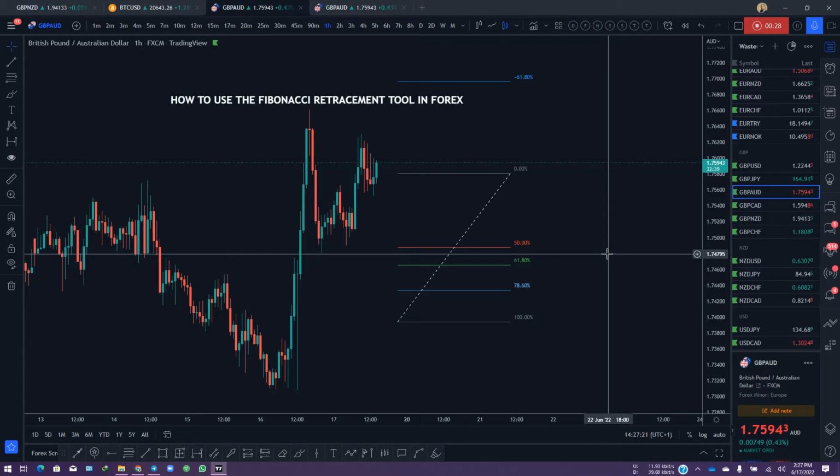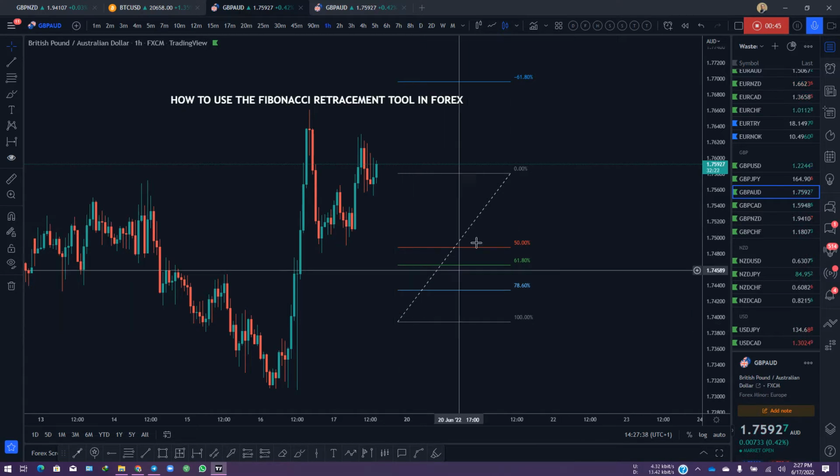So basically, with the Fibonacci retracement tool, you are able to take your entries. You're able to know where your take profit level is going to be. You're able to know where your targets are going to be. Those are some of the things we're going to be looking at in this video. So right here on my screen, I have the Fibonacci tool.